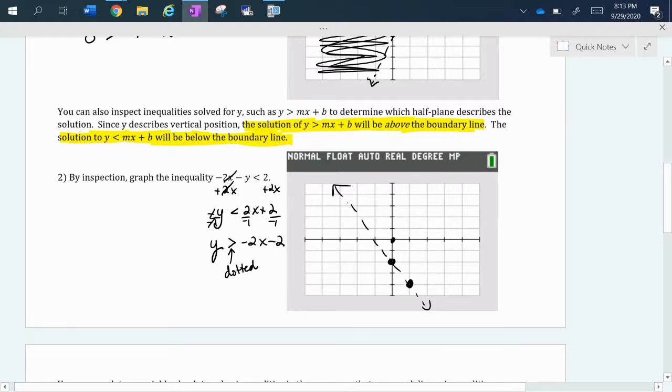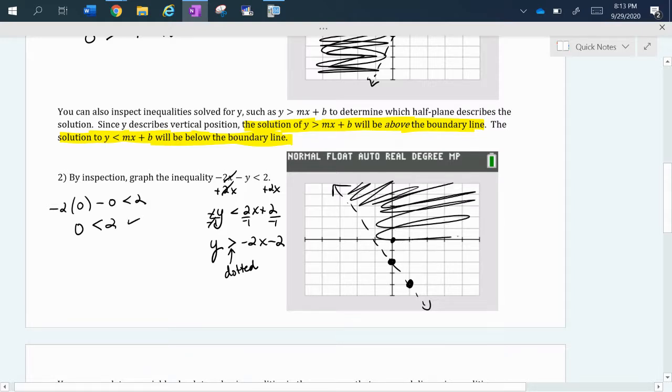In this case, 0, 0 is above the boundary line. So I'm going to plug in 0 into the original inequality. Negative 2 times 0 minus 0 is less than 2. So that gives me 0 is less than 2, and that is true. So I'm going to shade where the test point was, above the boundary.